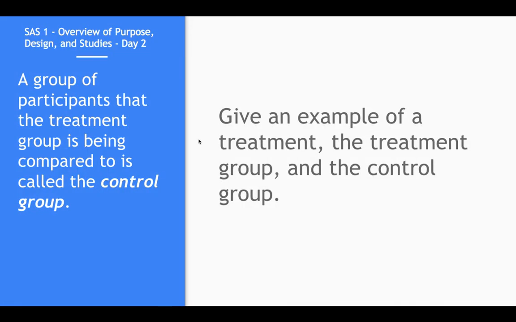All right, so the group of participants that the treatment group is being compared to is called the control group. So in other words, they're not getting the treatment. A treatment group is the group that's getting the treatment. A control group does not. That way they can compare to see if there's any difference between people that are treated and people that aren't. So let's give an example of a treatment group and a control group.